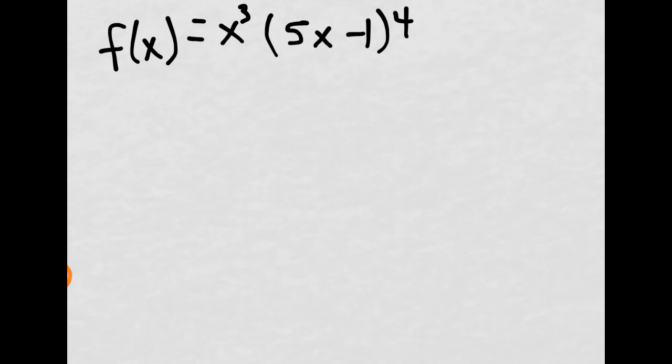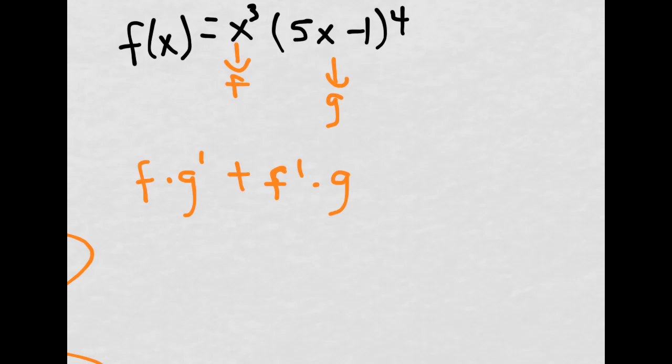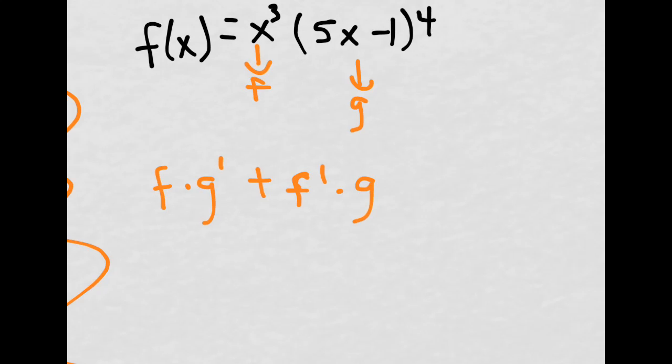Yep. Alright, so this one, we've got a function times a function, so we could say, let this one be f and this one be g. So if we use product rule, it's f times g prime plus f prime times g. So f is just x to the third.